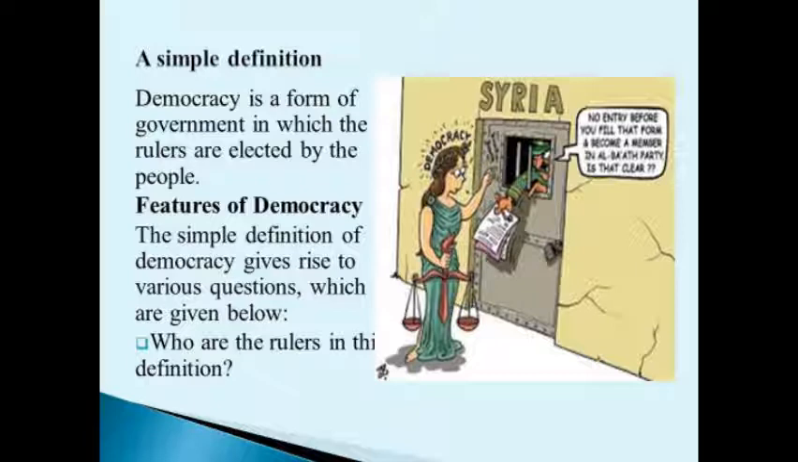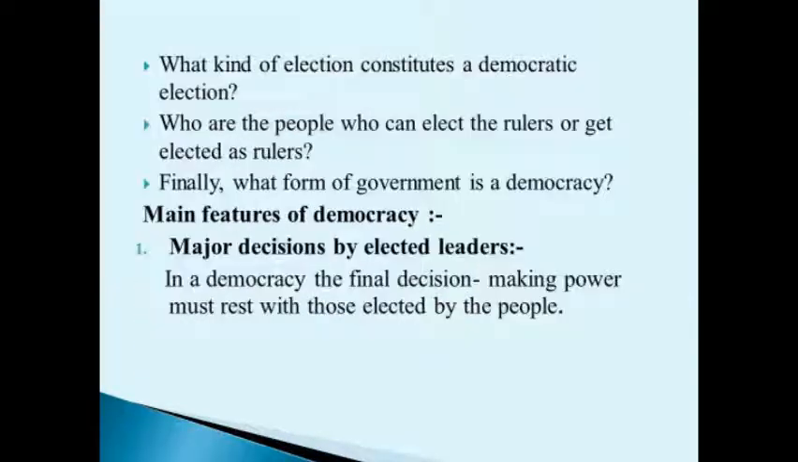Features of democracy. The simple definition of democracy gives rise to various questions, which are given below. Who are the rulers in this definition? What kind of election constitutes a democratic election? Who are the people who can elect the rulers or get elected as rulers? Finally, what form of government is a democracy?